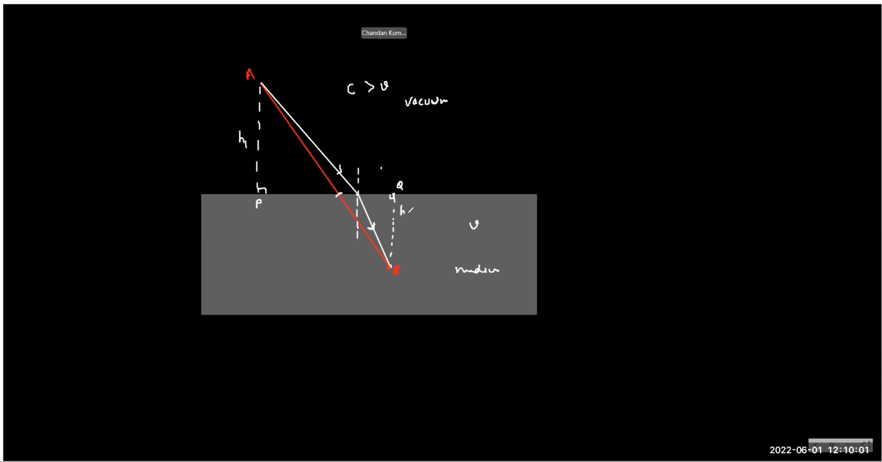Let's call H1, H2, alpha, beta, and so on, or you can say I and R. So the time taken to go from A to B will be how much? Let's call the point O. So time will be AO upon the speed of light in the first medium, let's call it V1, just to make it a general formula, plus you will travel O to B with a different speed V2.